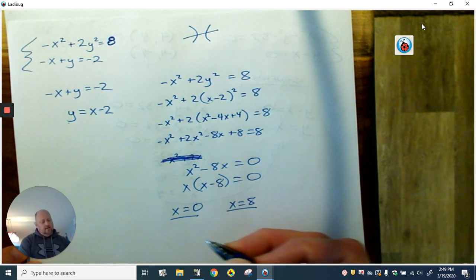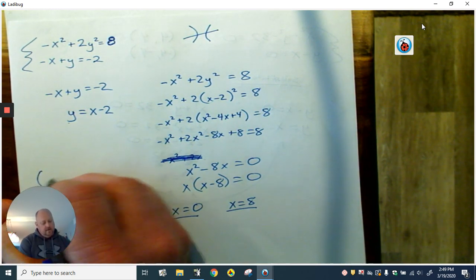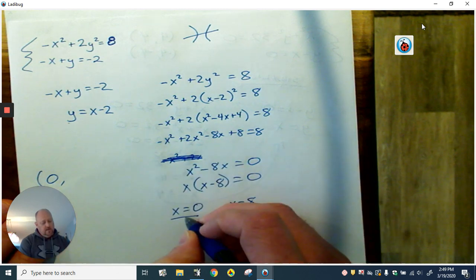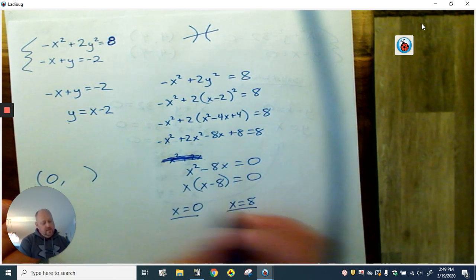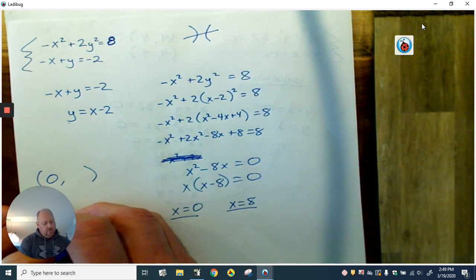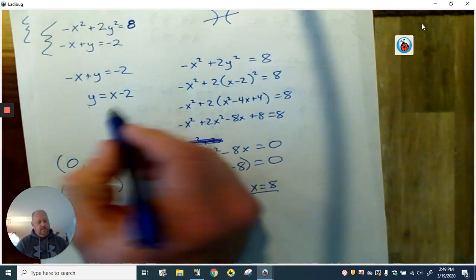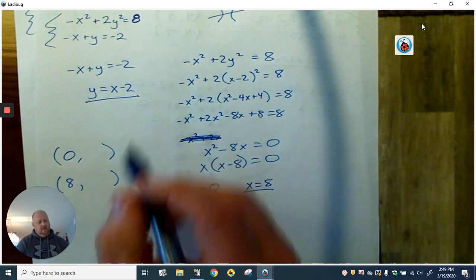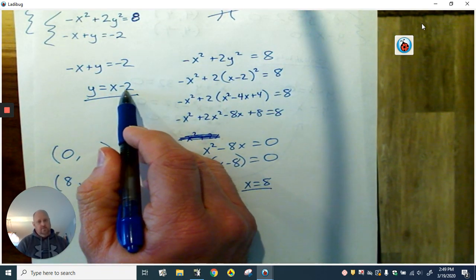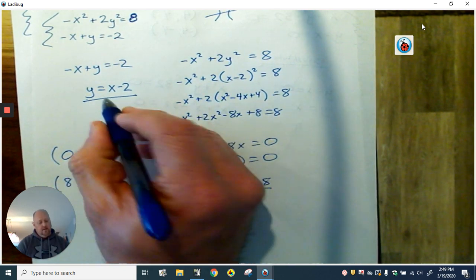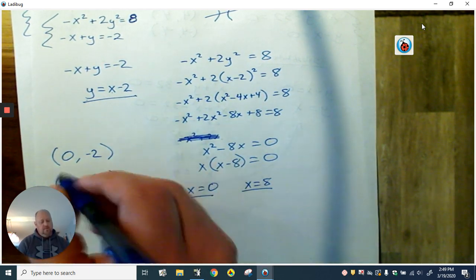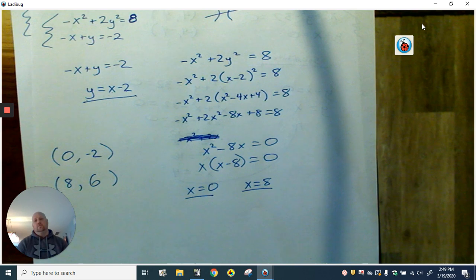Now, what that means is I have one solution at least with the x value that's equal to 0, and I have a solution where the x value is equal to 8. And then how do I solve these? I'd plug them right back in here. 0 minus 2 would be -2, and 8 minus 2 would be 6. So there'd be my two solutions. And again, I could use my graphing calculator to check my answer.